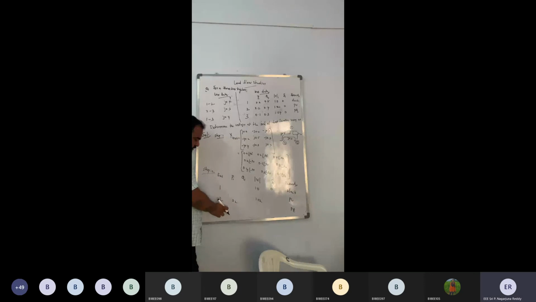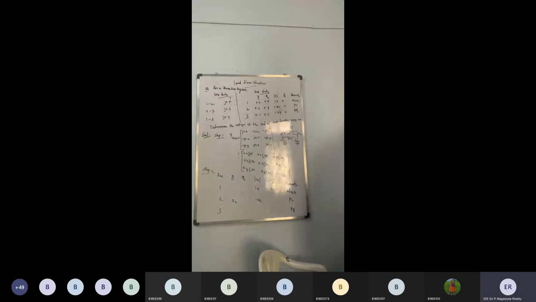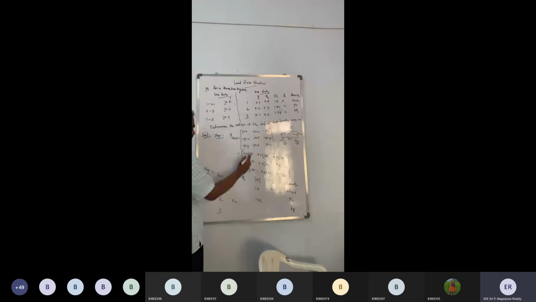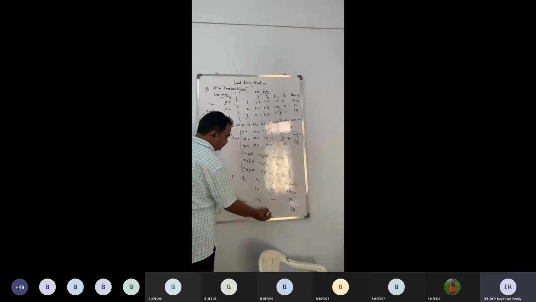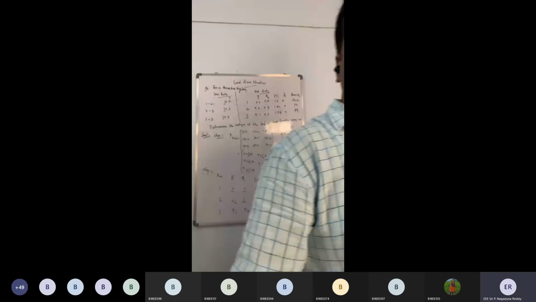And next is bus number 3. What is bus number 3? Bus number 3 is PQ bus. So, since it is a PQ bus, what are the standard values? 0.1 and 0.3. These are all the question marks which we do have.